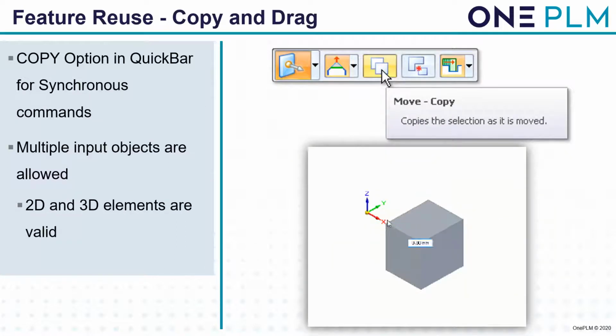So feature reuse, copy and drag. We've already seen this, but just covering this again, very, very useful tool. We have a copy option on the quick bar. We can also press Control while we're dragging it. So we can select multiple input objects. We can select sketches, planes, protrusions, faces, features are all valid, and we can copy and paste those. So it allows us to make one or two copies very quickly if we don't want to be using a pattern command.